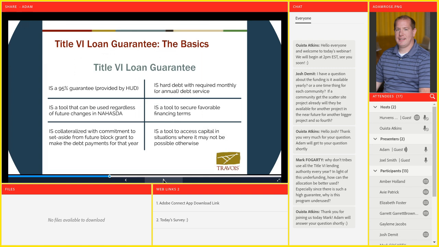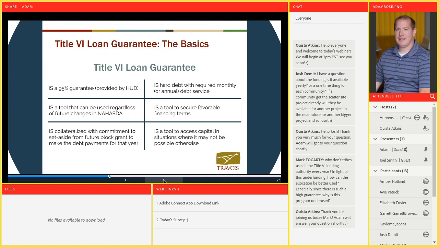So it's saying, hey, we as a tribal housing authority understand that we're going to have to use some of our future block grant to repay this debt if we go this route. Again, it is debt that typically does have to be repaid, but it could be structured in lots of different ways where maybe it's an annual payment, maybe it's a quarterly payment. A lot of flexibility, like Joel hit on how that works.